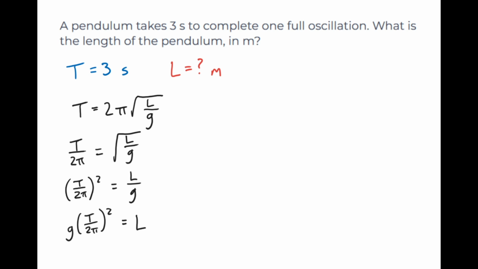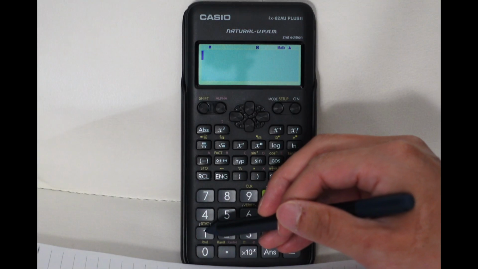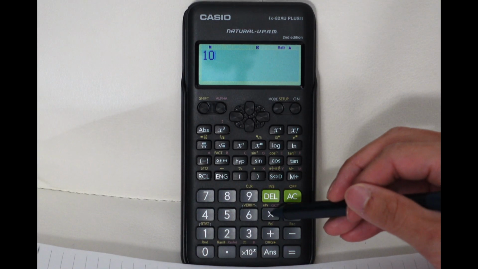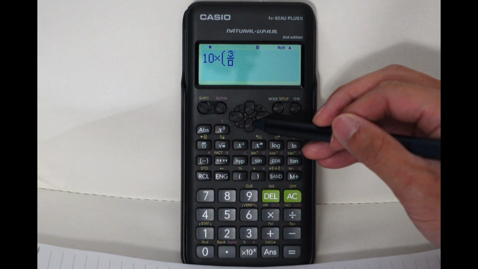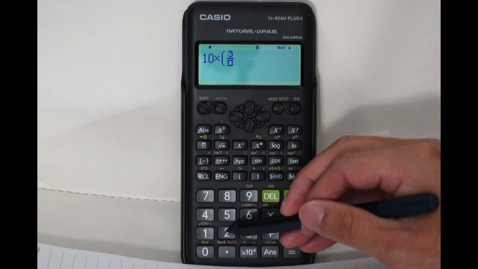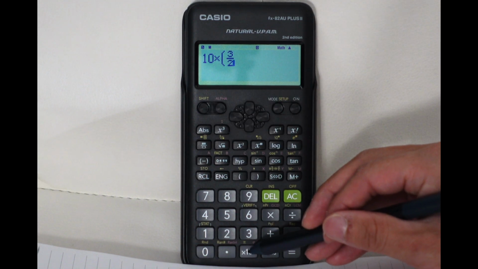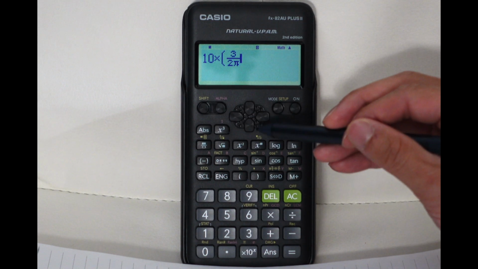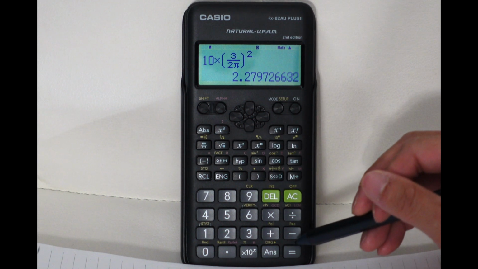For PHSI191, the value of g is 10 meters per second squared. Let's substitute our values. L equals 10 times (3 over 2 pi) squared. To put this into the calculator, enter 10, then open parentheses, fraction button, then 3, then arrow down, then 2, then press shift, then the 10 to the power of x button to enter pi. Arrow right, then close parentheses.